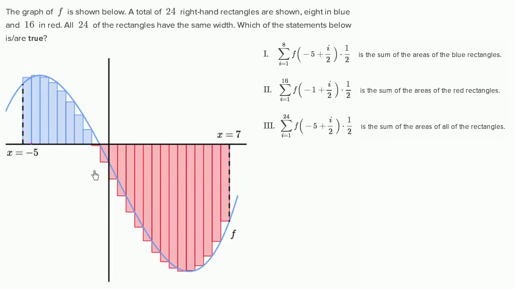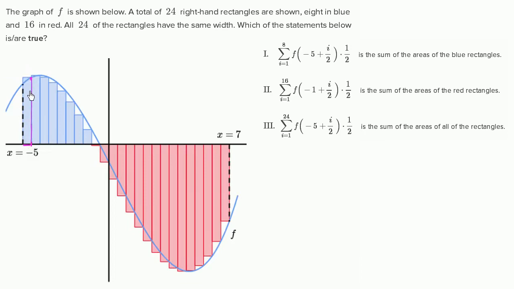You can count them. And right-hand rectangle means that for each of these rectangles, the height of the rectangle is defined by the value of the function on the right-hand side of the rectangle. So you can see this is the right-hand side of this first rectangle. And if you take the value of the function at that point, that is the height of the rectangle.